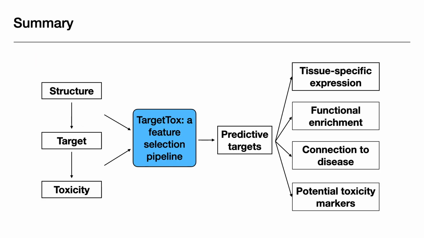So to give a brief summary of our project, we came up with a new strategy to better explain toxicity by connecting chemical structure to toxicity outcome through target binding profiles. We presented a feature selection pipeline named TargetTox to identify predictive targets. We demonstrated that these predictive targets can help explain toxicity by showing their specific expression in the tissues of toxicity, their enrichment of toxicity-related functions, their connections to diseases as markers, and their potential to be new markers for toxicity. And that concludes my presentation.